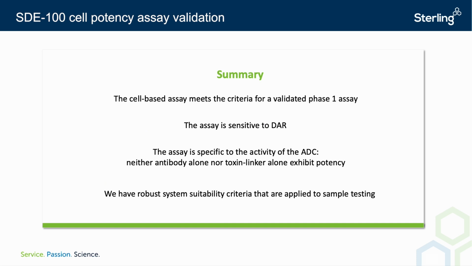These validation slides have shown that the assay meets criteria for a validated phase 1 assay, described by the ICH guidelines. The assay is sensitive to DAR. The assay is also specific to the activity of the ADC. Neither antibody alone nor toxin linker alone exhibit potency. We have a robust system suitability criteria that are applied to sample testing.